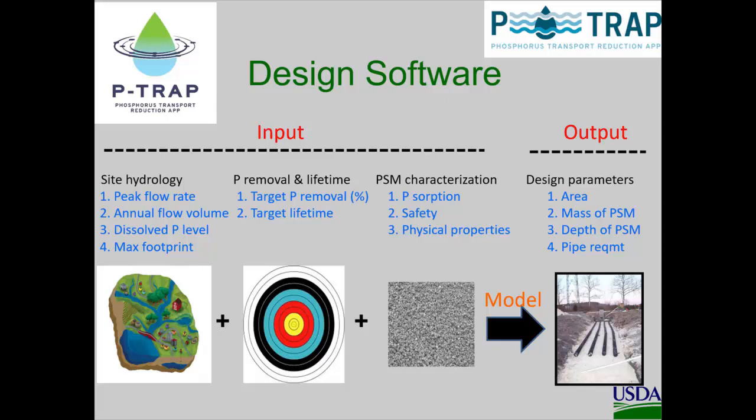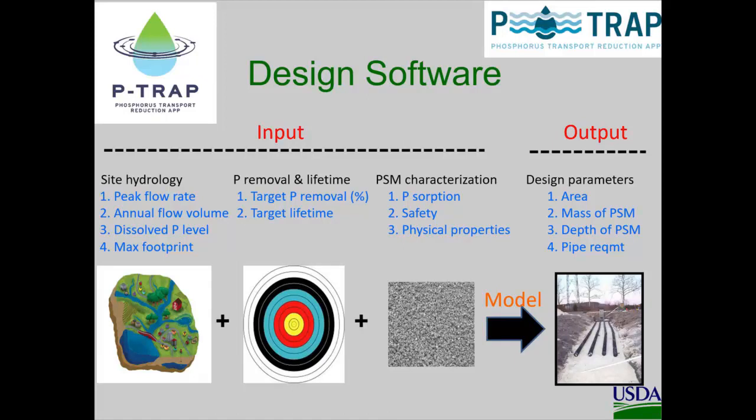structures. So there are several inputs, as with any software model you'd expect. You need to know something about your site. You need to know something about the site hydrology. The user has to know what peak flow rate they want to be able to handle. Do you want to handle 300 gallons per minute, 500, 50? What do you want? You need to know something about your annual flow volume. How much phosphorus, how much water do you want to be able to treat per year? Ideally, you want to design it to handle 100% of the flow volume. And obviously, you need to know what the dissolved P level is in your water, right? So the dissolved P level combined with the annual flow volume gives you your phosphorus load.